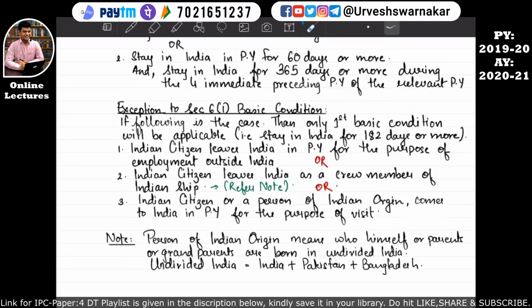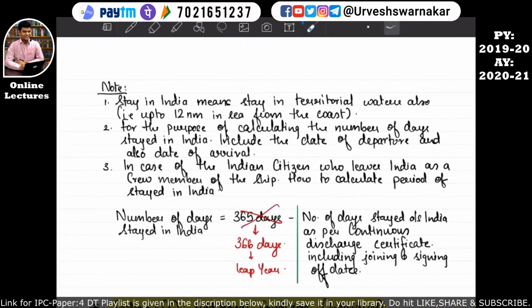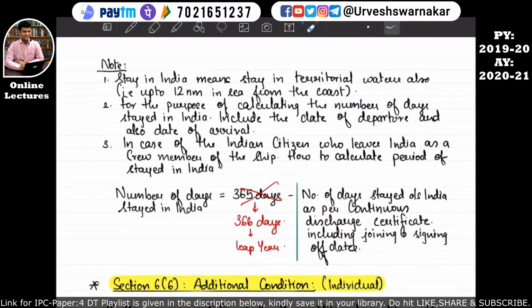Person of Indian origin means one who himself, or whose parents or grandparents, were born in undivided India. Undivided India is equal to India plus Pakistan plus Bangladesh. Okay. Note, stay in India means stay in territorial waters also, that is up to 12 nautical miles in the sea from the coast. For the purpose of calculating the number of days stayed in India, it includes the date of departure and also the date of arrival.